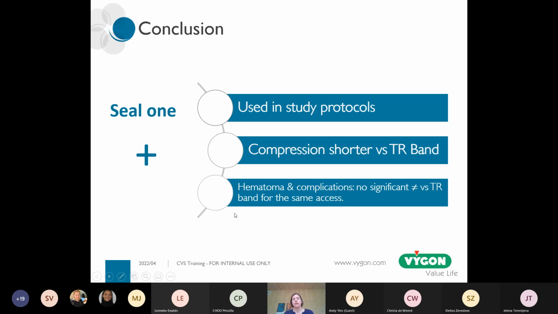So these studies show that, first, SIL1 is used in studied protocols, and there are independent clinical studies, so it's very good. The compression is shorter versus TR-band, and the hematoma and complication rates are not significantly different versus TR-band for the same access, and they are very low.